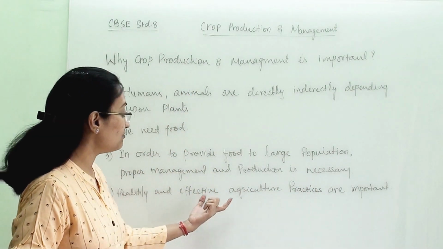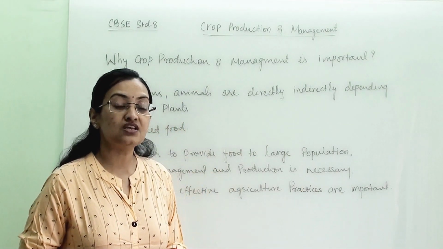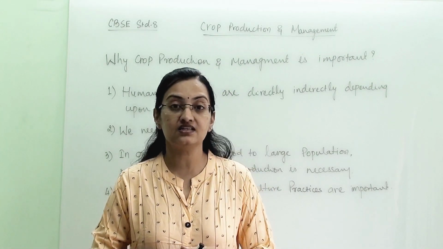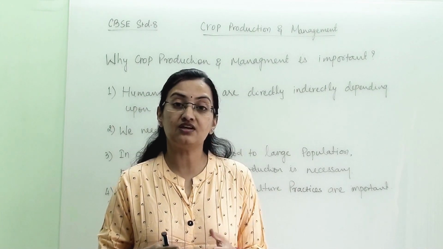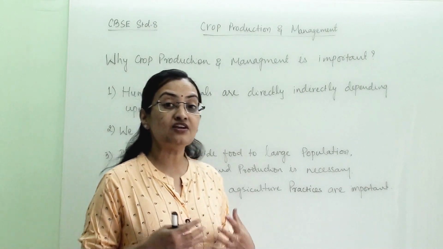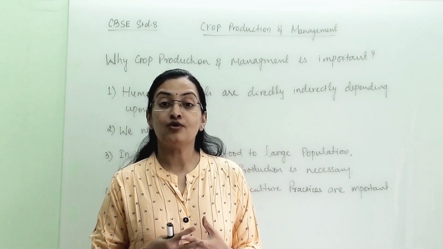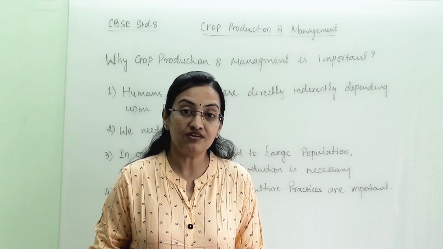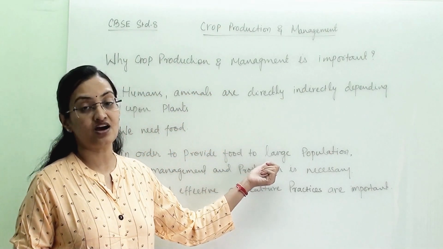Healthy and effective agricultural practices are important. Why healthy? Because if we use more and more pesticides and chemicals, it will in turn harm our nature. So that's why we require healthy practices. And why do we require effective? It should be effective, then only can we protect our crop from pests and insects, and we will get a good amount of crop. Our yield will be good, and then only can we meet the needs of a large population.